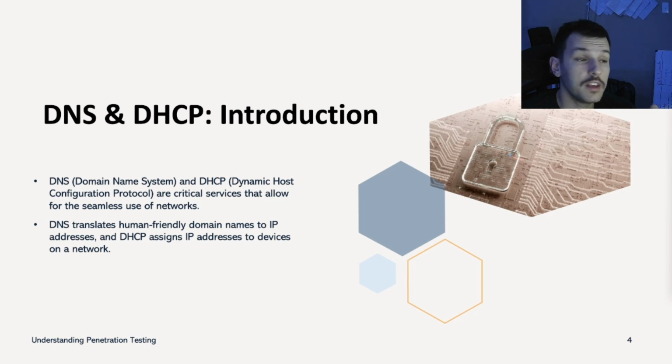Now let's dive into DNS and DHCP. So DNS, or Domain Name System, and DHCP, Dynamic Host Configuration Protocol, are critical services that allow for seamless use of networks. DNS translates human-friendly names or domain names to IP addresses and vice versa. And then DHCP assigns IP addresses to devices on the network.